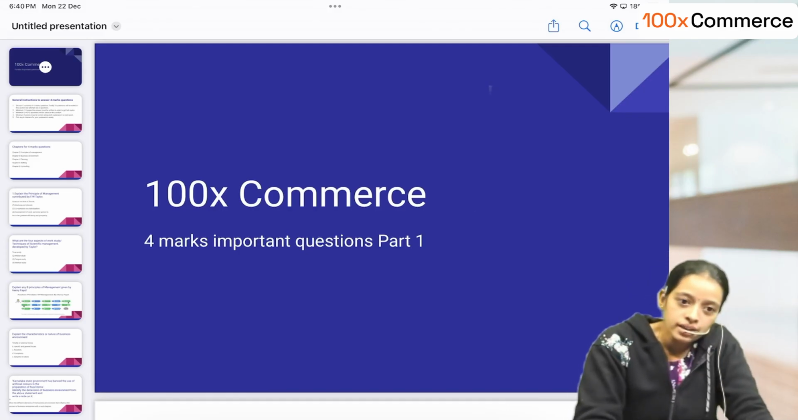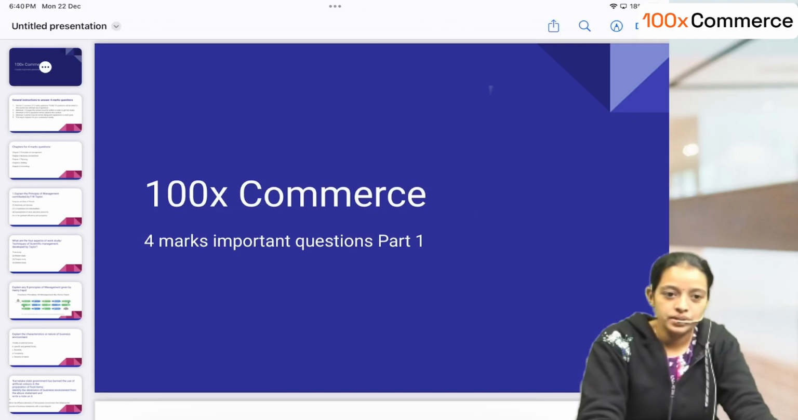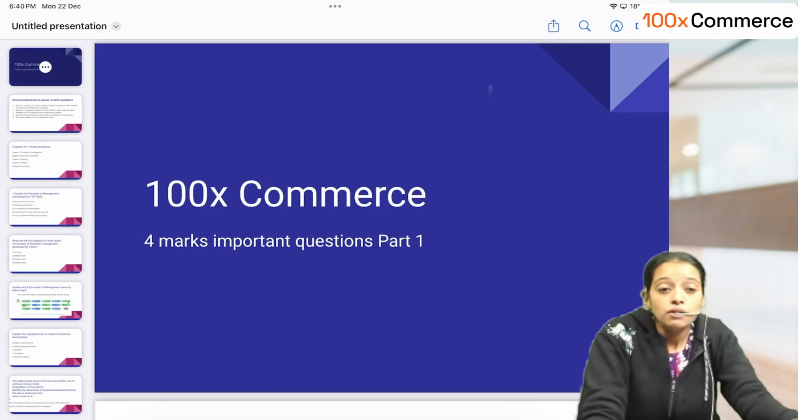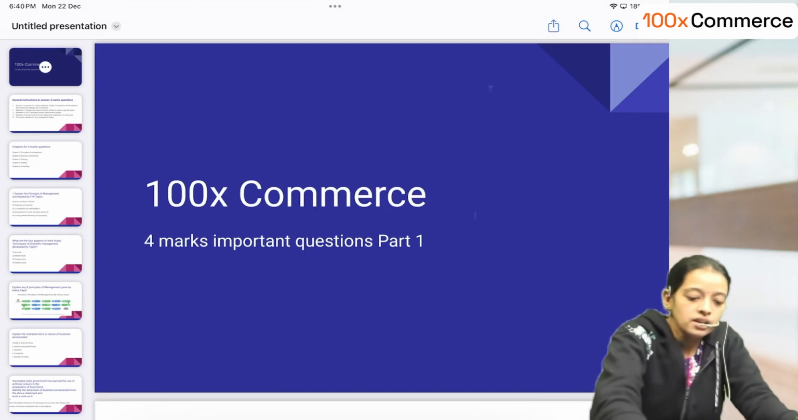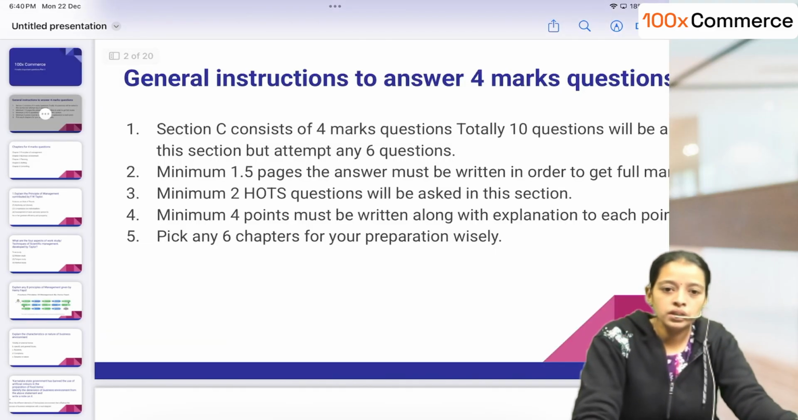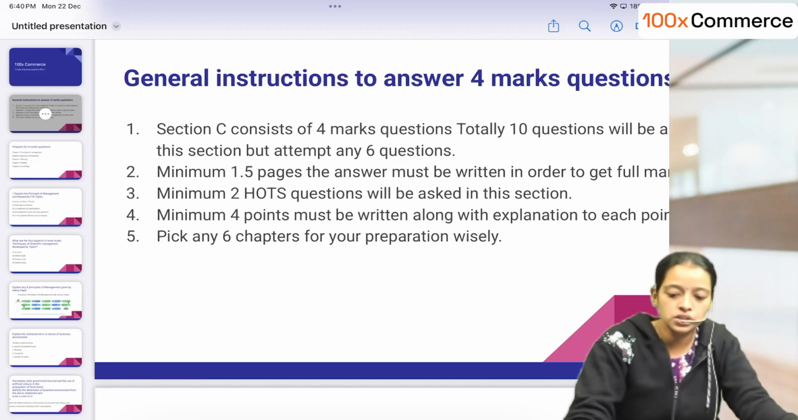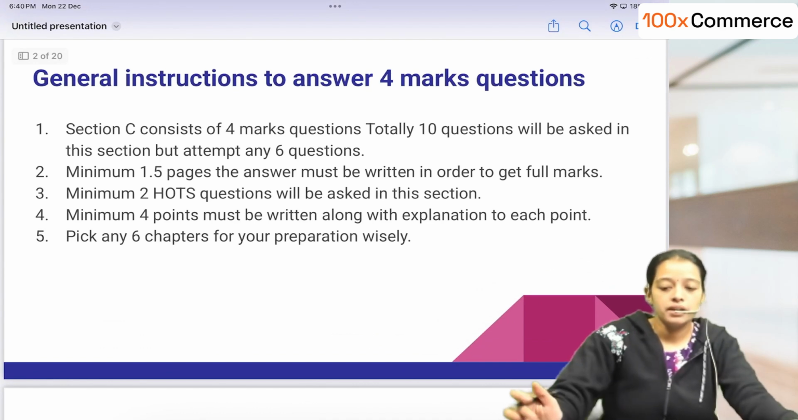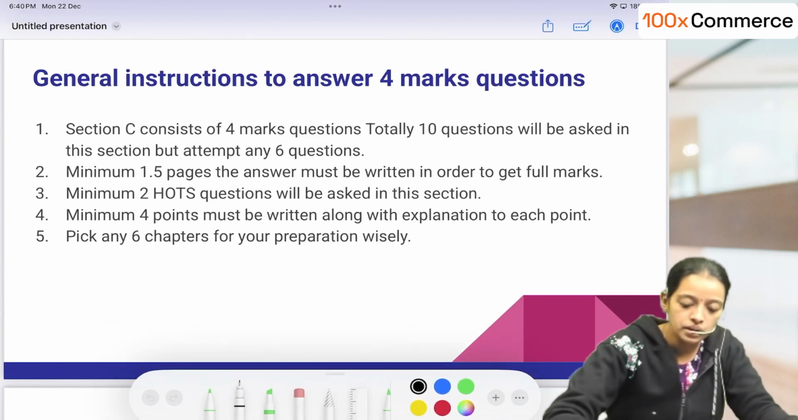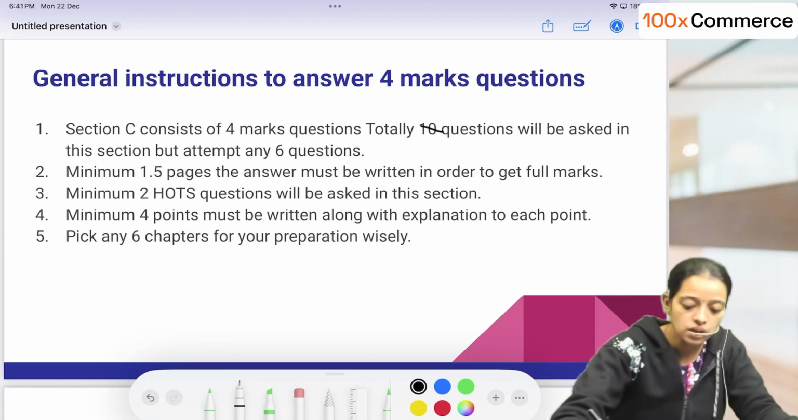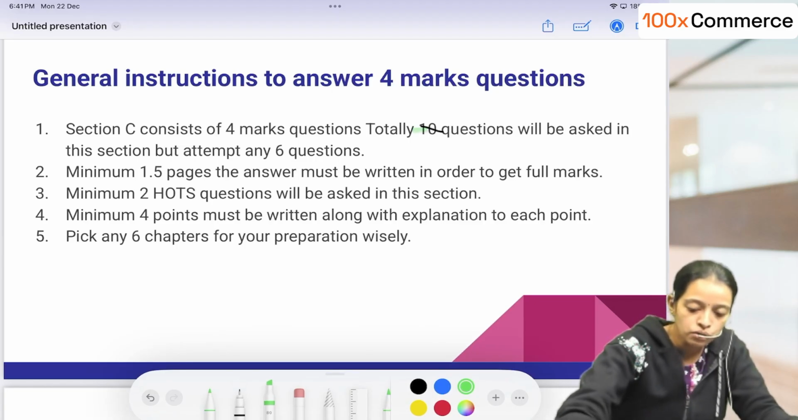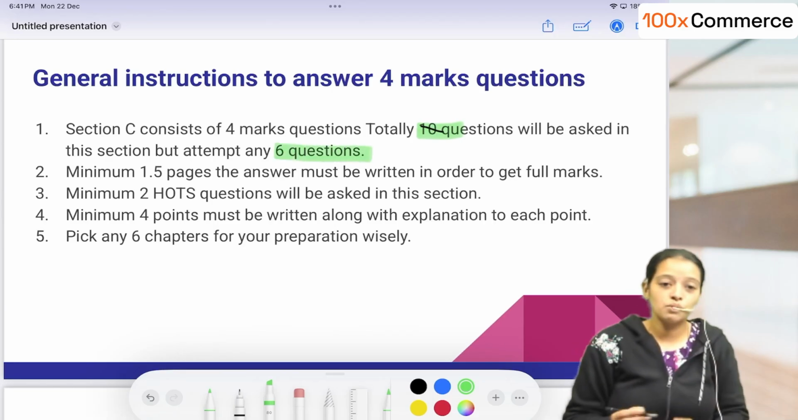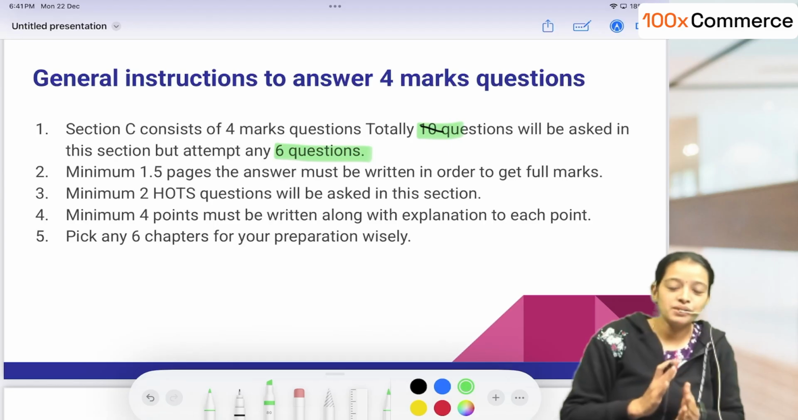You already know that Section C, the third section of your question paper, consists of 4-marker questions. Totally 10 questions will be asked, and out of these 10 questions, you have to attempt any 6. It means you have a choice here, 40% choice you are getting.